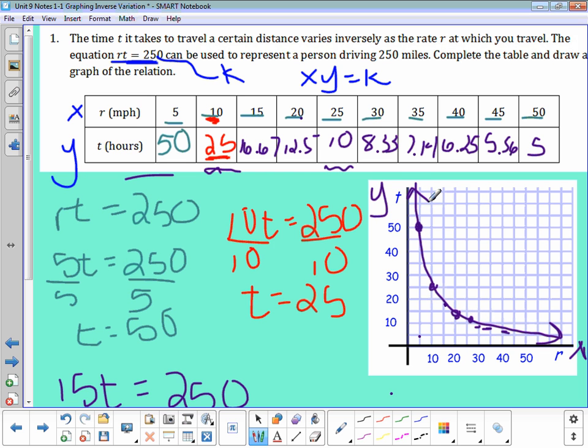What you're going to notice is that we're not passing the y-axis here, and we're not passing the x-axis here. The reason for that is that the 0 doesn't make sense. Traveling 0 miles per hour, you're not going to get anywhere. And traveling at a 0 distance isn't going to help you calculate your speed.